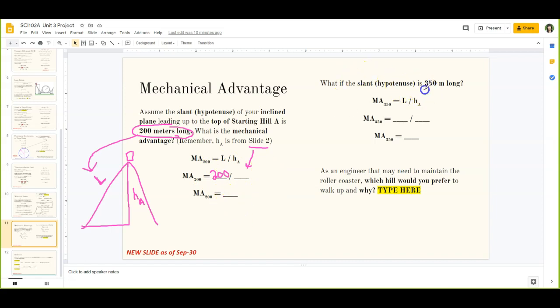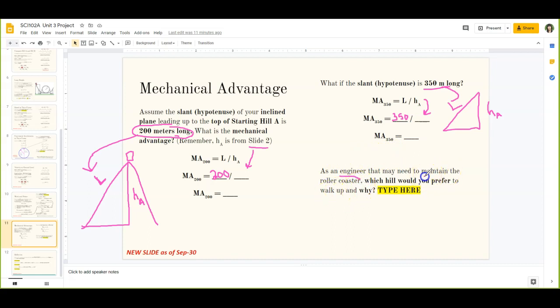Now, we want to do the same thing if our hypotenuse this time was 350 meters long. So same thing, you're going to use your height A, but this time your length is going to be 350 meters. So we would plug in 350 meters divided by the height of our hill, from slide 2, that we plug in here, and that would be our mechanical advantage for this type of inclined plane. Now, imagine you are the engineer because you are in fact designing the roller coaster.